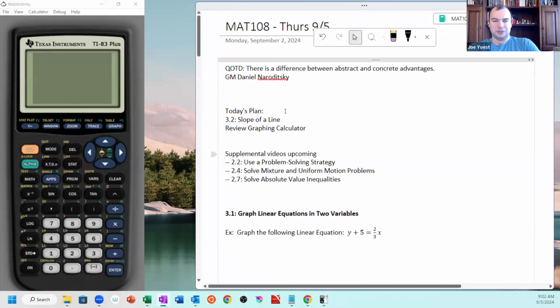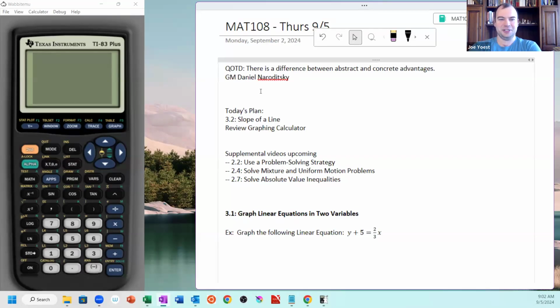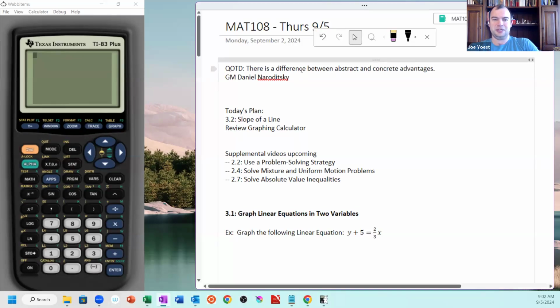And before we jump into it, quote of the day for today is by chess grandmaster Daniel Naroditsky. Very entertaining guy to watch on YouTube, and very good at the fast chess time controls. This isn't maybe a direct quote from him, but he says some variant of this somewhat often, that there's a distinct difference between abstract and concrete advantages. So what does he mean by that?